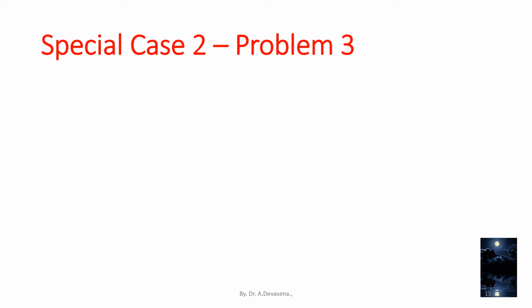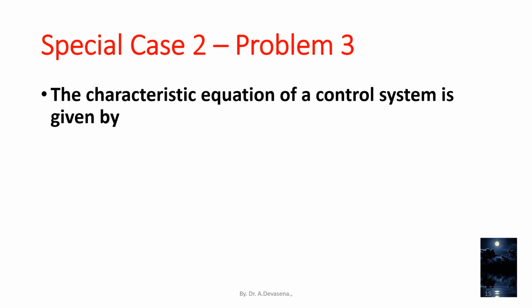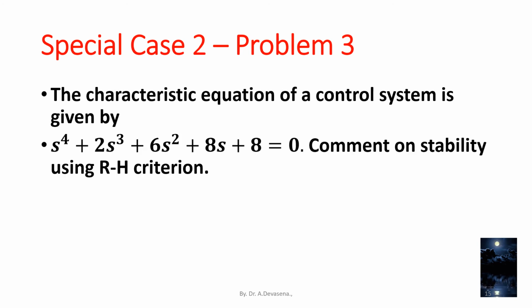Special case 2, problem 3. The characteristic equation of a control system is given by s^4 + 2s^3 + 6s^2 + 8s + 8, that is equal to 0. Comment on stability using Routh-Hurwitz criterion.